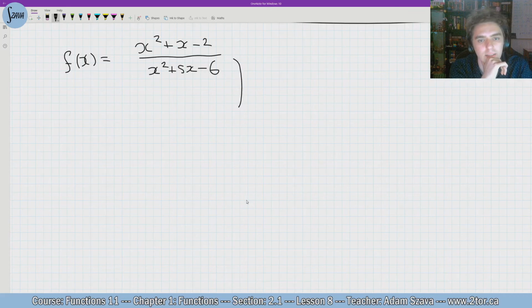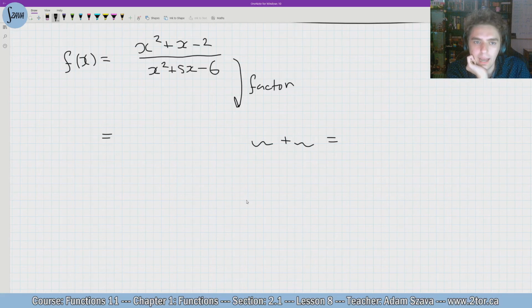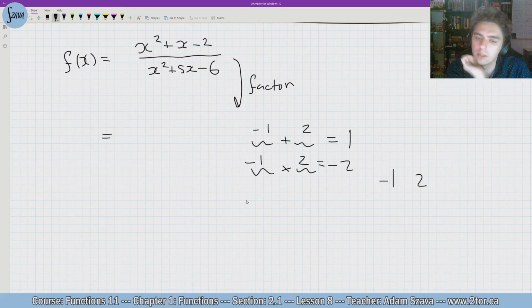First step is factor. I'm not going to write the steps how I usually do, I'm going to just try to write like we're solving it together. Factor the numerator. Well, I want two numbers that add to 1 and multiply to negative 2. You can have 1 times 2, and 2 minus 1 is 1. So negative 1 times 2 is negative 2, and that is our two numbers there. So the numerator is x minus 1, x plus 2.